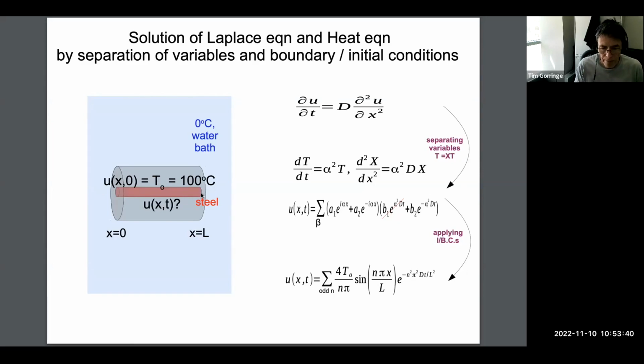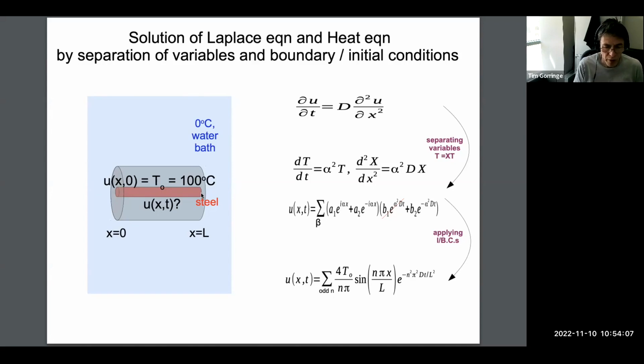And so if we were to measure the temperature in the steel rod along the length of the rod, we would see the steel rod cool, and it would cool from the ends working inwards. And we want to solve the heat equation to find out exactly how it cools as a function of time. So that's the basic problem.